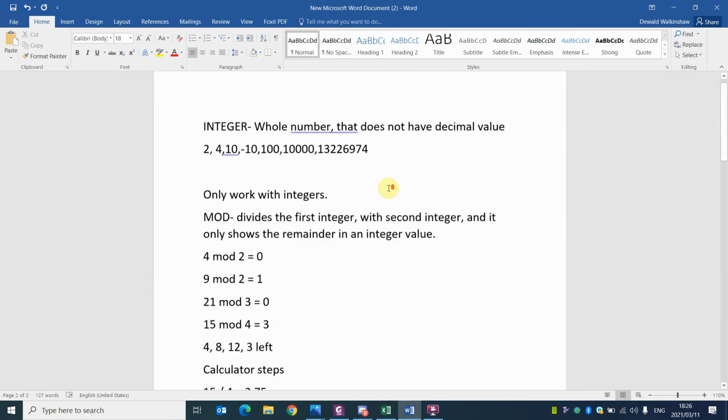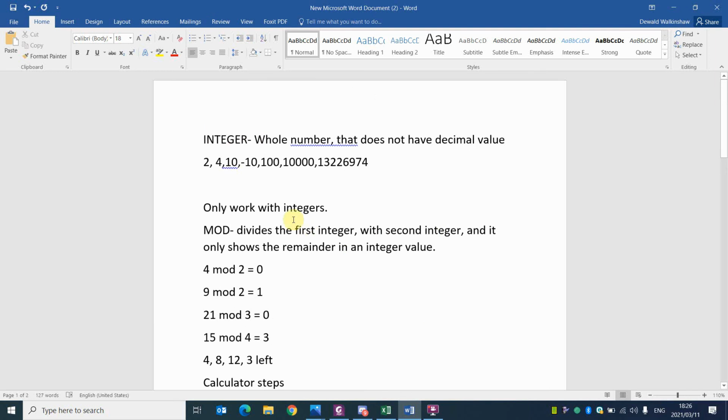Okay, let me go up to the top and re-explain everything quickly. So we have an integer. An integer is a whole number that does not have a decimal value. So that is any whole number: 2, 4, 8, 12, 5, 9, negative 20, any whole number that does not have a decimal value.